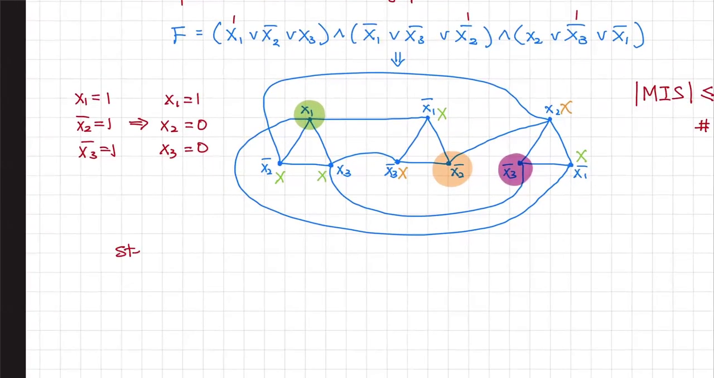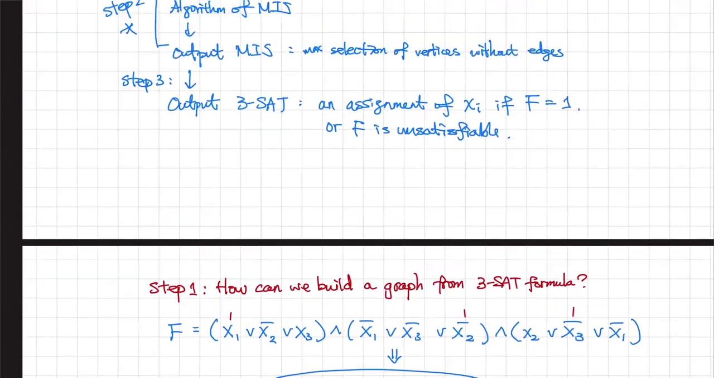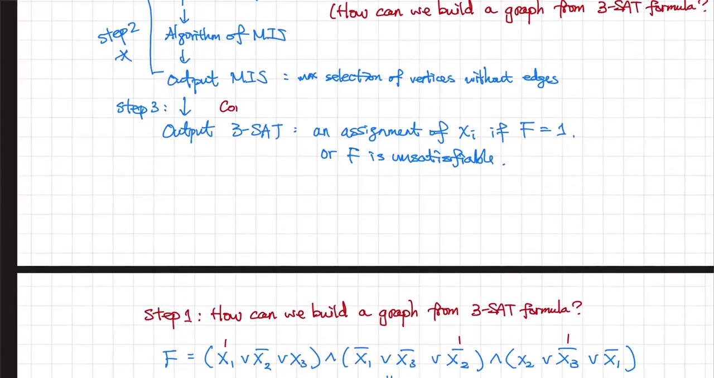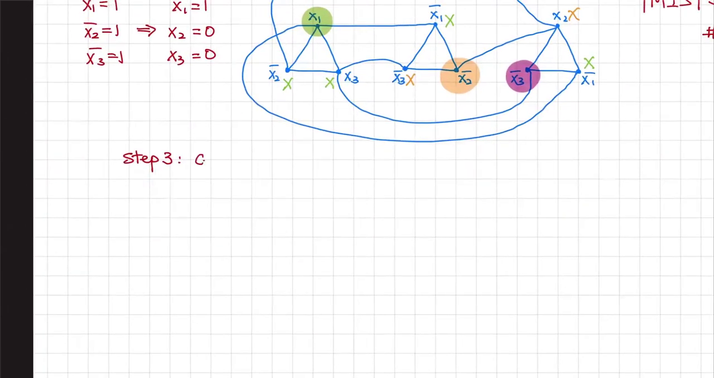So for step 3, step 3 is to convert the result. So to convert the result, there are 2 cases. Case 1, the size of maximum independent set is equal to M.